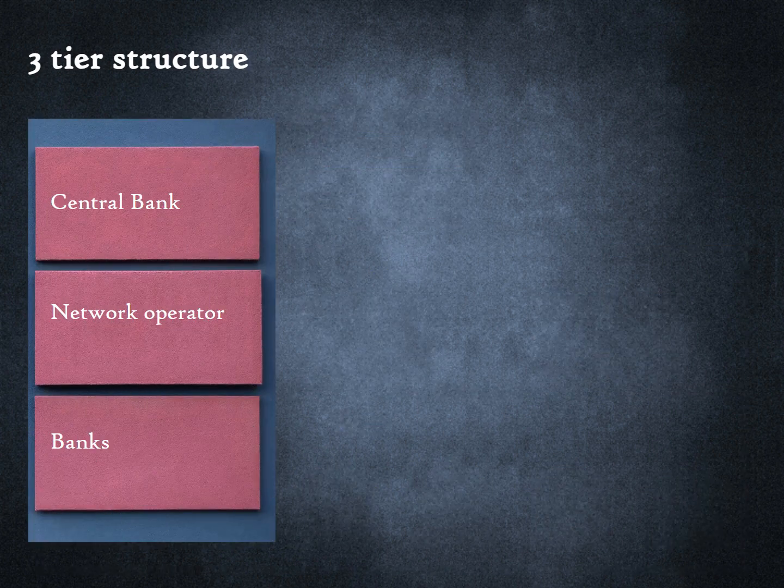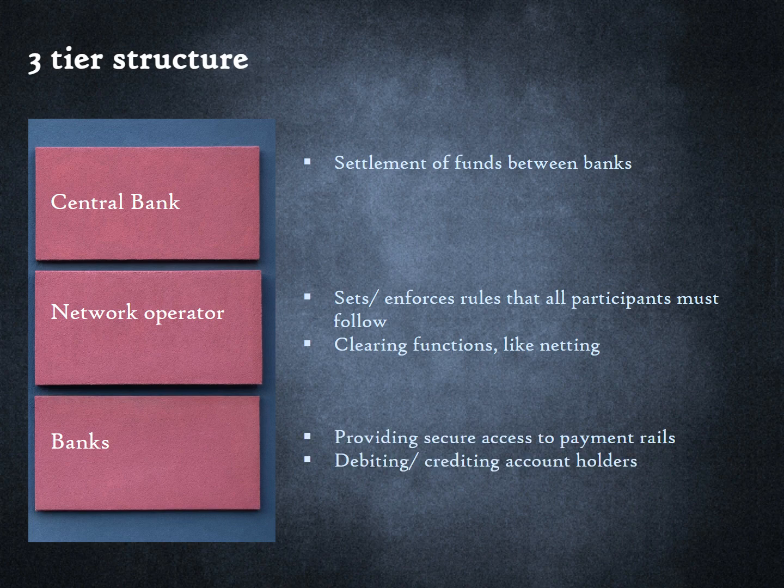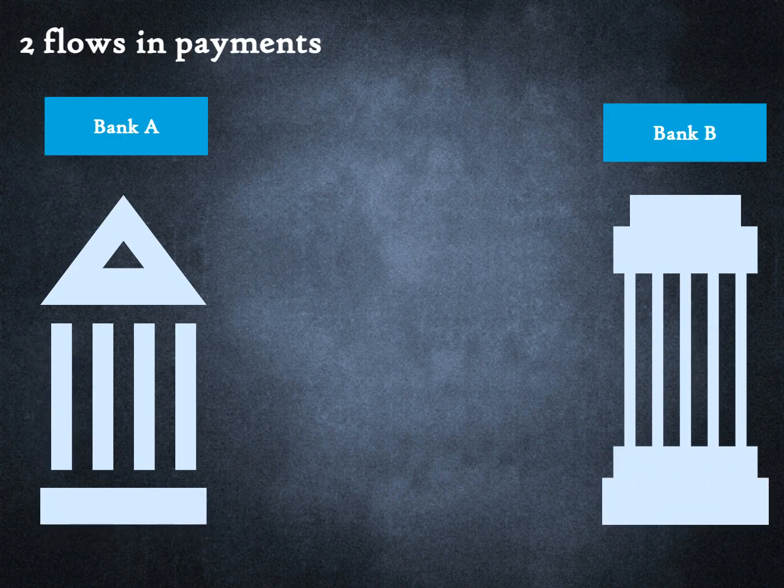The role of the central bank in the payment rails is to effect settlement between banks. The network operators set rules that all participants must follow. In addition, they perform clearing functions like netting of amounts. The network operator can be a private entity or the central bank itself. Finally, banks, which are the focus of this course, provide account holders access to payment rails and are responsible for account holder level settlements.